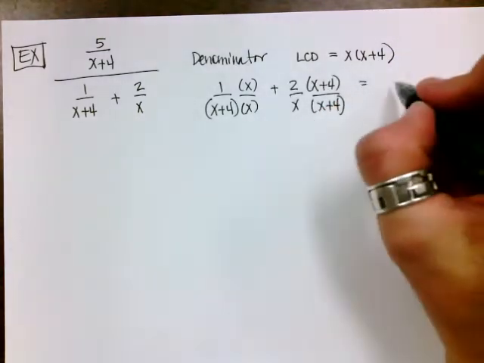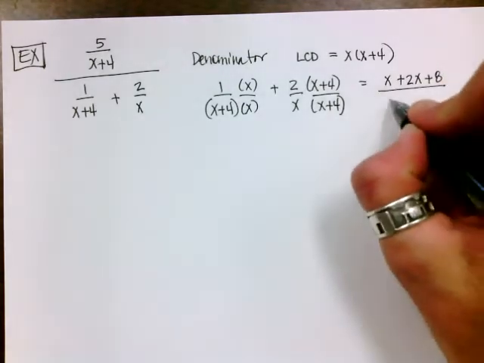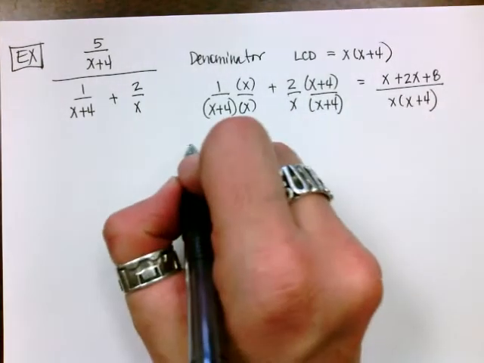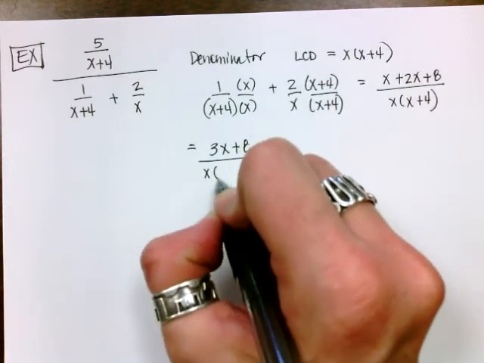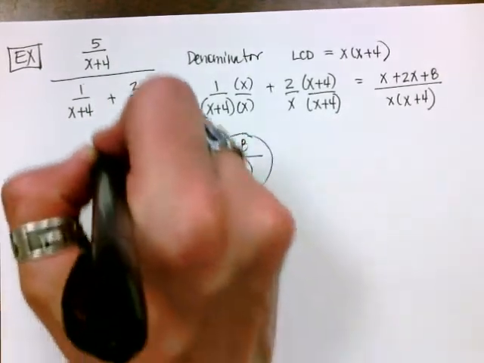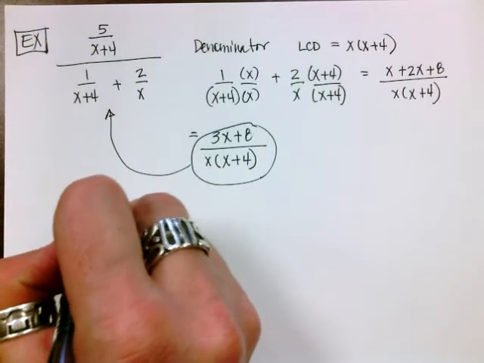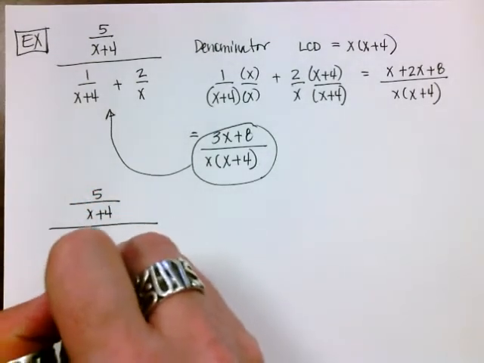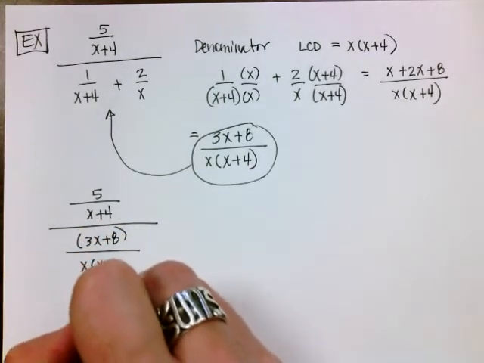Okay? So if I simplify, I get x plus 2x plus 8 over x times x plus 4. And if I simplify that one more time, I'm going to get 3x plus 8 over x and x plus 4. So now I can take this and put it back into my denominator and manage the whole fraction. So my numerator was 5 over x plus 4, and then I'm going to divide by 3x plus 8 over x and x plus 4.